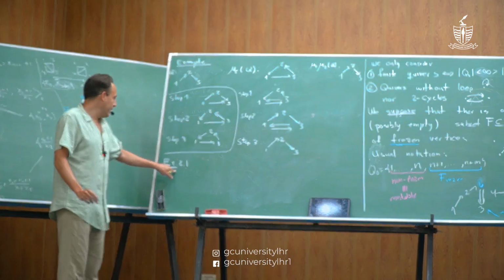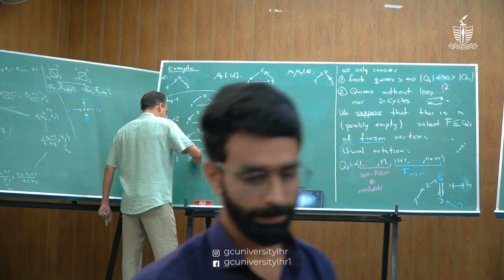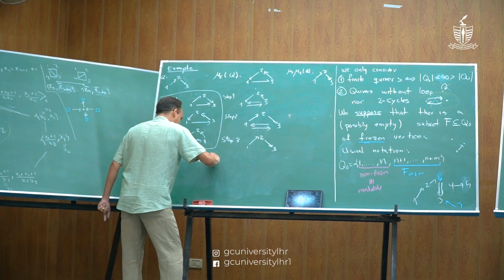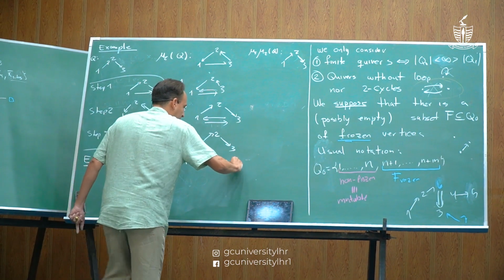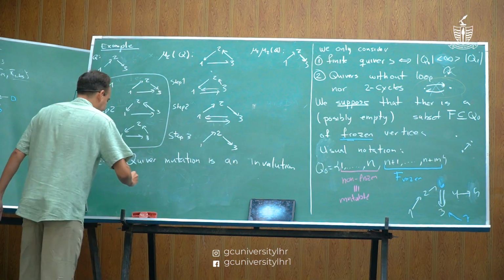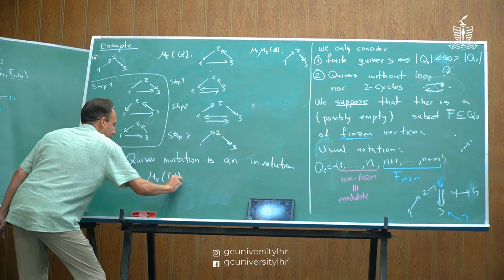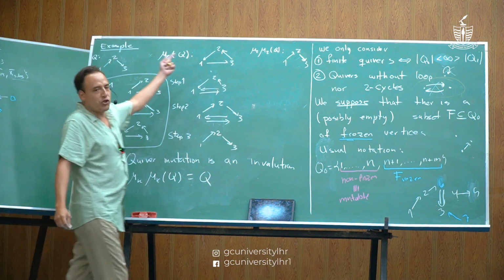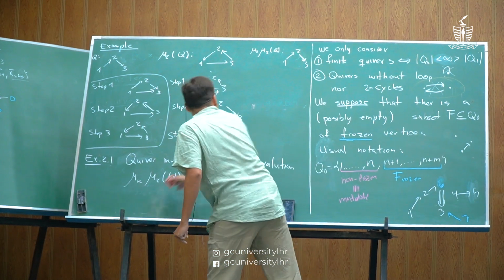So the first exercise is that quiver mutation is an involution. What do I mean by this? It's that if I mutate the quiver twice at the same vertex, I go back to the same quiver, as the example shows. Okay? This is the first exercise.